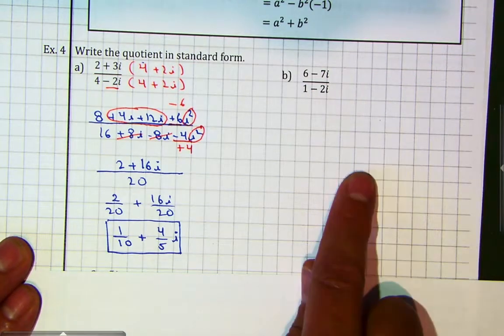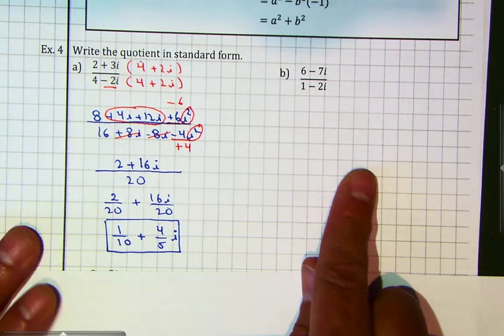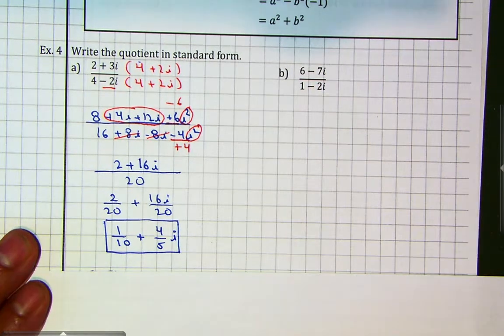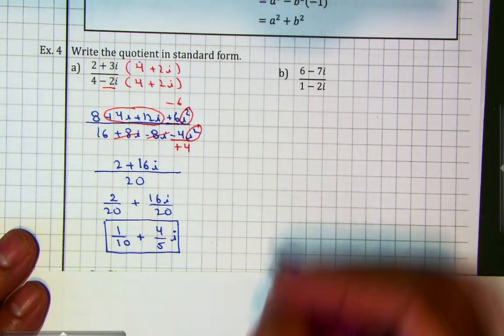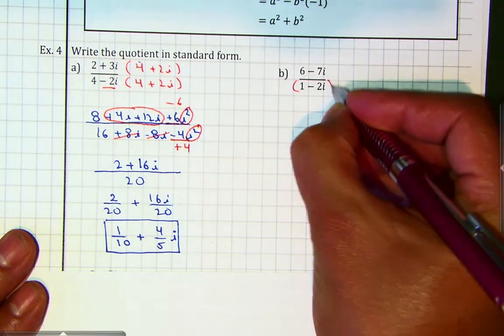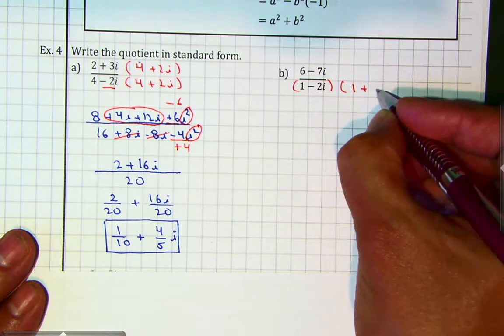So try letter B. See what you get and we can compare our answers afterwards. Go ahead and pause it. So in this case, I'm going to multiply by the conjugate, which will be 1 plus 2i.